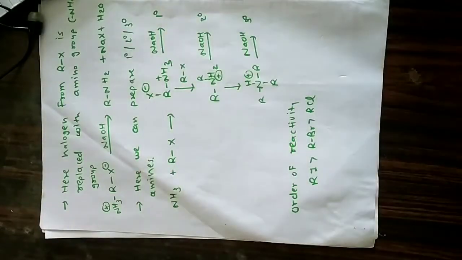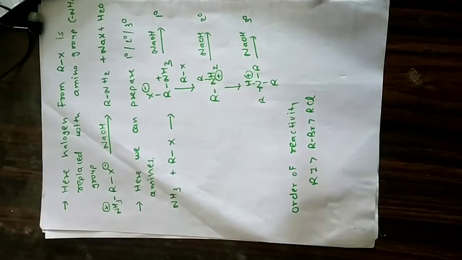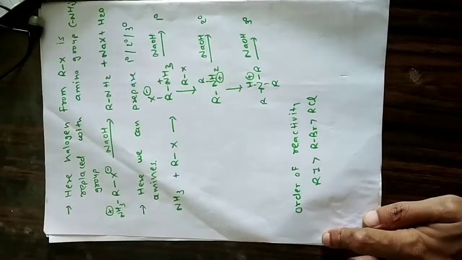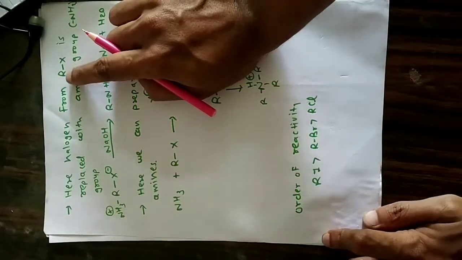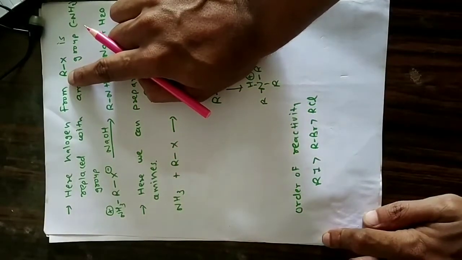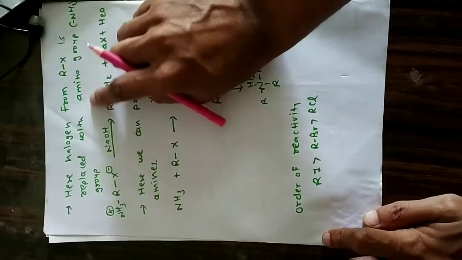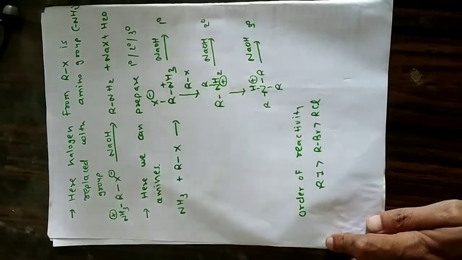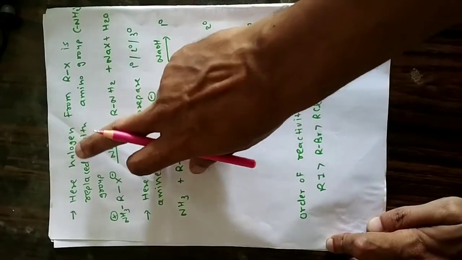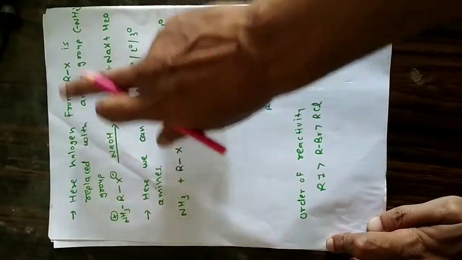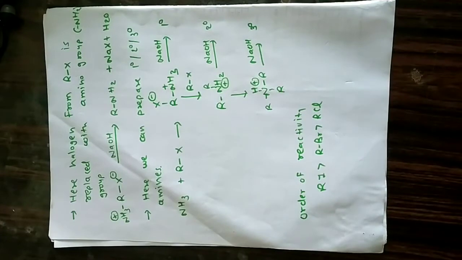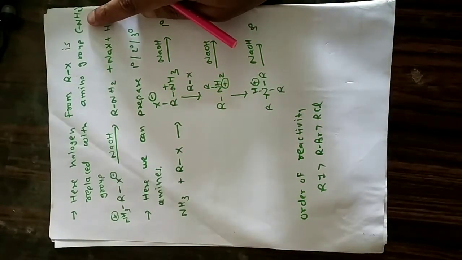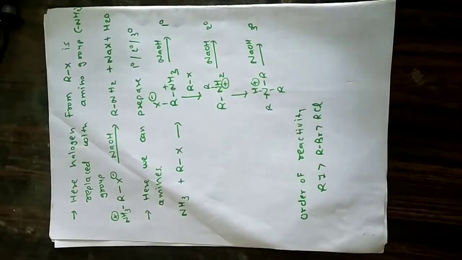Now halogen from RX, that we have taken as starting material, alkyl halide, from that halogen is replaced with NH2, that is called ammonolysis. Again, halogen from alkyl halide is replaced with NH2 group, amino group, that is called ammonolysis.